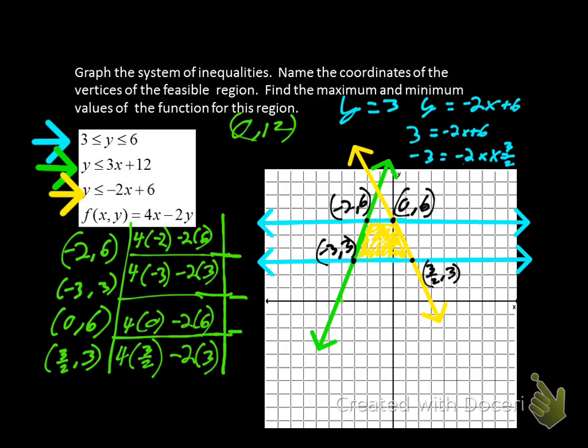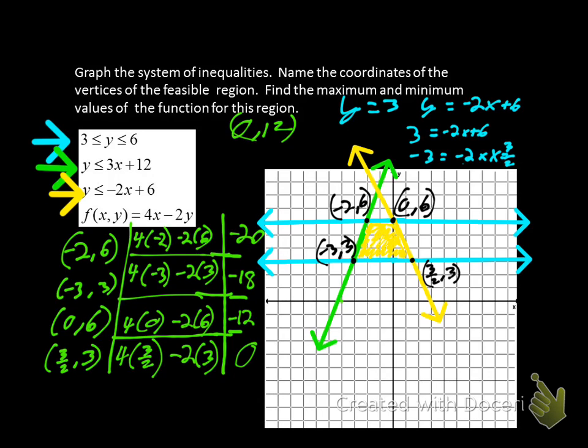Alrighty, now evaluate them. 4 times -2 is -8. 2 times 6 is 12. -8 minus 12 gives you -20, I hope, if my math is right. 4 times -3 is -12, minus 6 gives you -18. 4 times 0 is 0. 2 times 6 is 12, so 0 minus 12 gives you -12. 4 times 3/2 is 6. 2 times 3 is 6. 6 minus 6 is 0. Okay, all 4 evaluations.